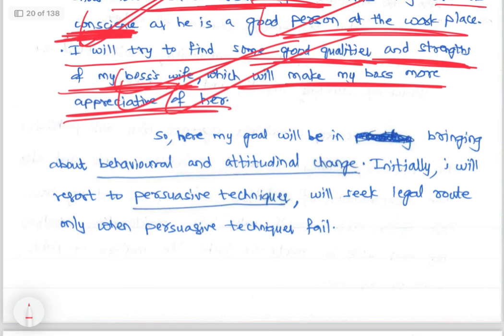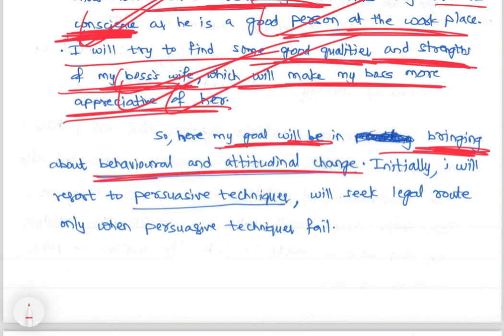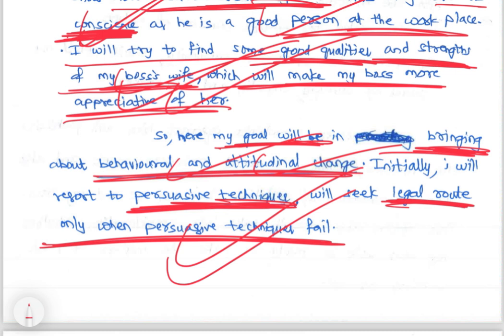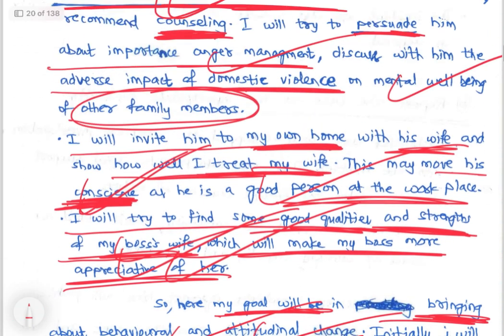So here my goal will be in bringing about behavioral and attitudinal change. Initially I will resort to persuasive techniques. I will seek the legal route only when persuasive techniques fail. भाई अब persuasion से वो मान नहीं रहा है but still domestic violence continue कर रहा है, then you will reach the relevant authority and you will complain to the police and you will seek legal course of action. Right? So like this you need to approach.